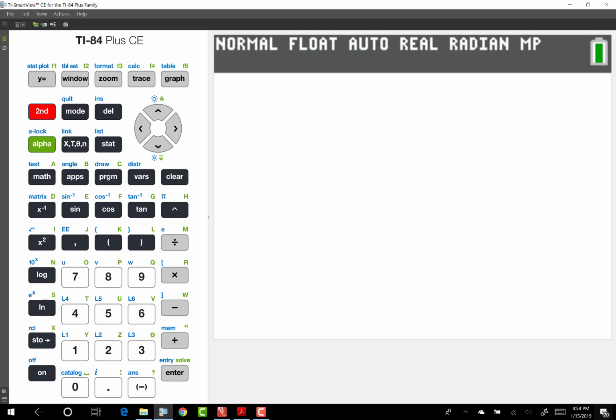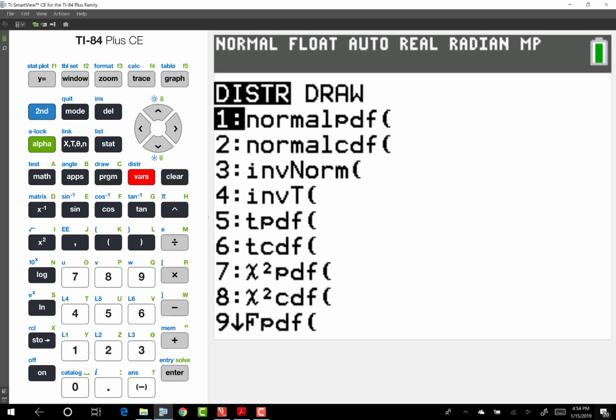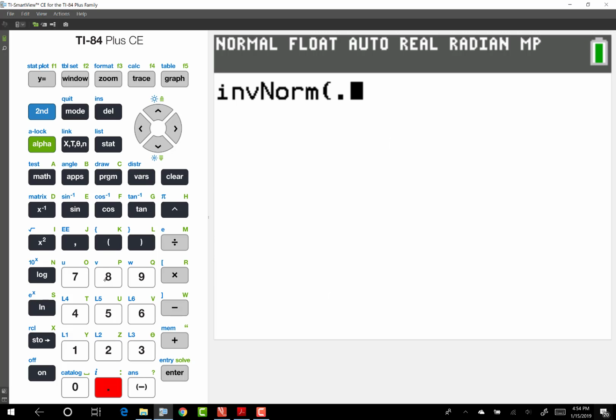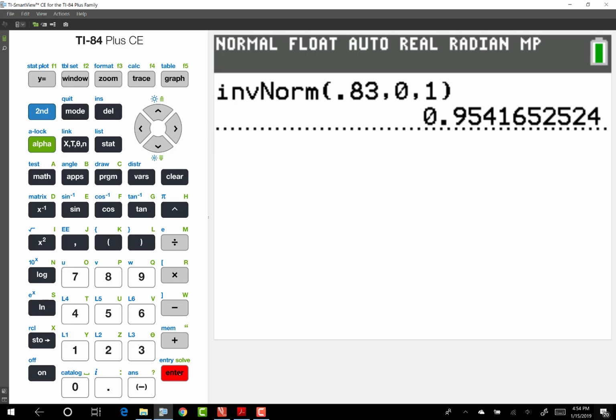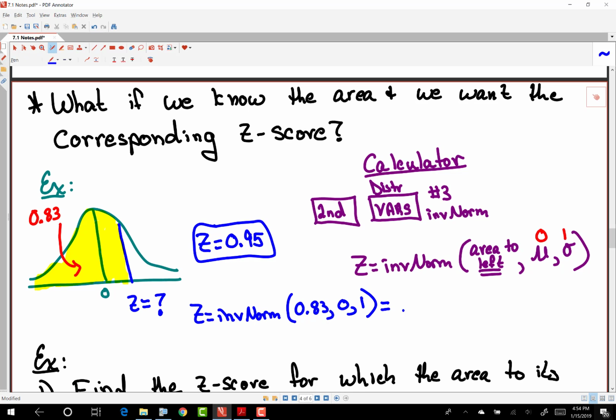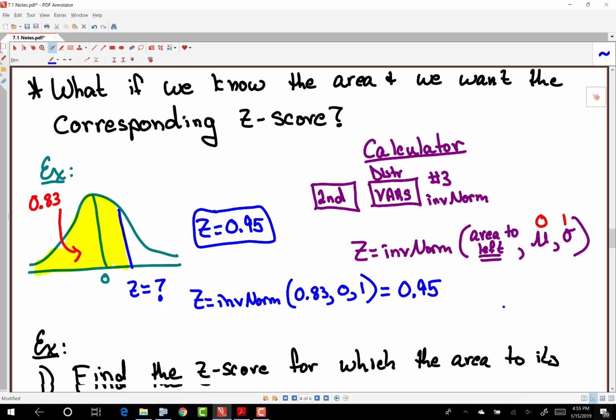So we'll go to second VARS. Number 3 is your inverse normal. The area to the left is 0.83. The mean is 0 and the standard deviation is 1. And we always round z-scores to 2 decimal places, so we get that 0.95 that we found in the table. It's much easier to do it on the calculator, and that's how I'm going to do these examples now. We'll use the calculator.